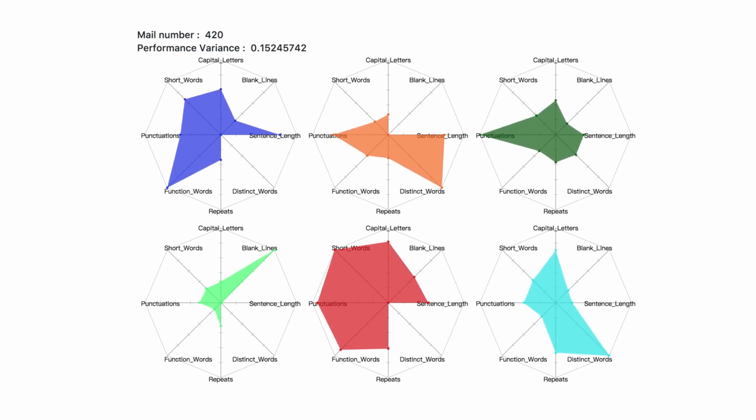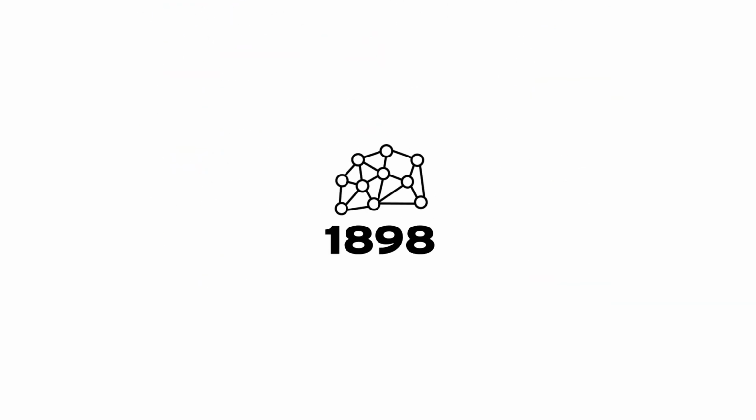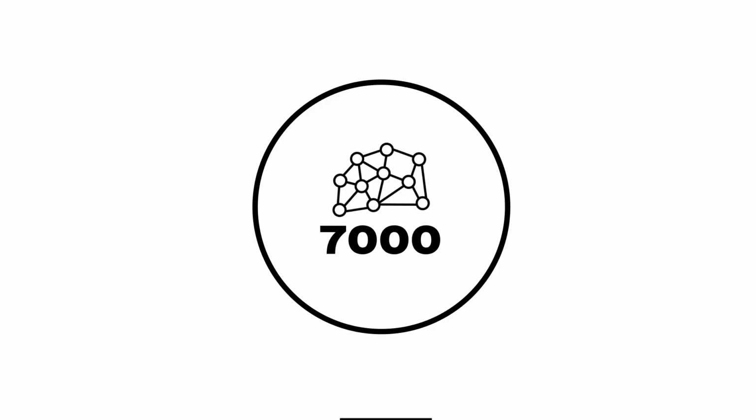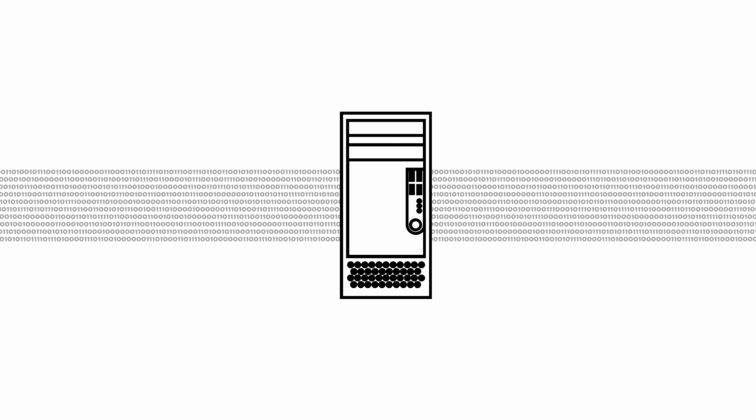You can see that across just eight elements of writing style, each of the six executive styles is unique. Our AI uses 7,000 writing style elements to get a more complete picture. Most of these elements can only be interpreted by a computer and not by humans.